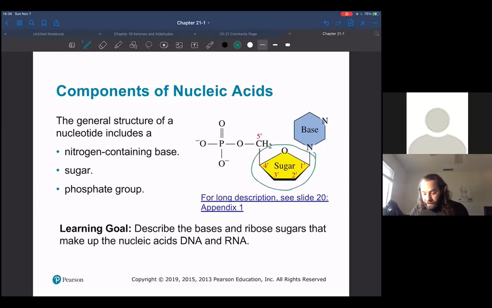Those bases are linked to a sugar, specifically to the anomeric carbon, or carbon 1, on that sugar. And then there is a phosphate group that is linked to carbon 5 of that sugar. Okay, so all nucleotides contain these same three components.